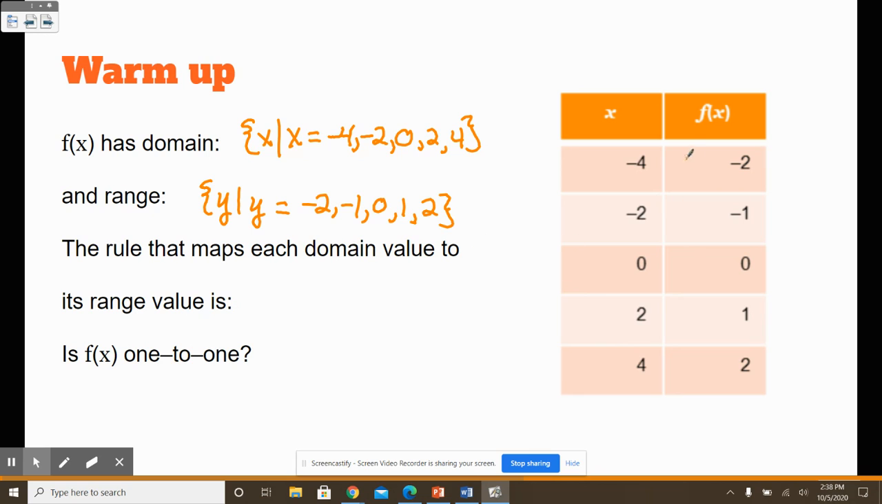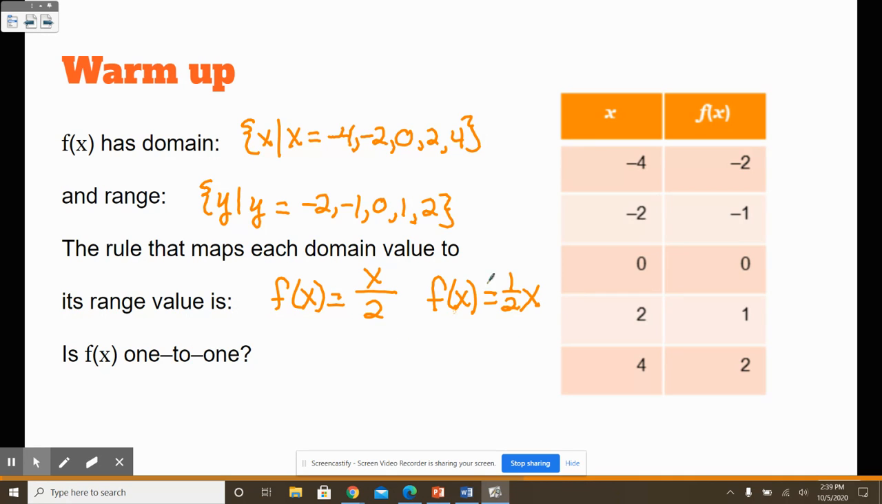So what is the rule? Can you figure out what's happening? How did I get from -4 to -2, or -2 to -1, or 0 to 0 and 2 to 1? The rule that's happening is here, they're taking that x value and they are dividing it by 2, or they're taking 1/2 times the x value.